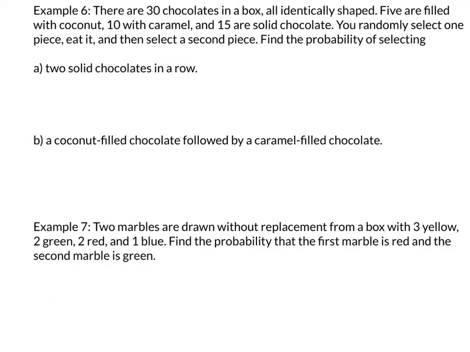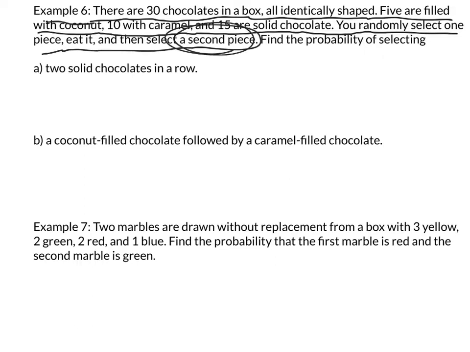A couple more examples. Example 6, we said they love using food examples. In the My Math Lab, you'll see some chocolate candy examples, some donut examples. So remember, whenever you're selecting 2 or more of these food items, that's how you know when to multiply, at the very least. So there are 30 chocolates in a box, all identically shaped. 5 are filled with coconut, 10 with caramel, and 15 are solid chocolate. You randomly select one piece, eat it, and then select a second piece. So you're selecting 2. Find the probability of selecting 2 solid chocolates in a row.